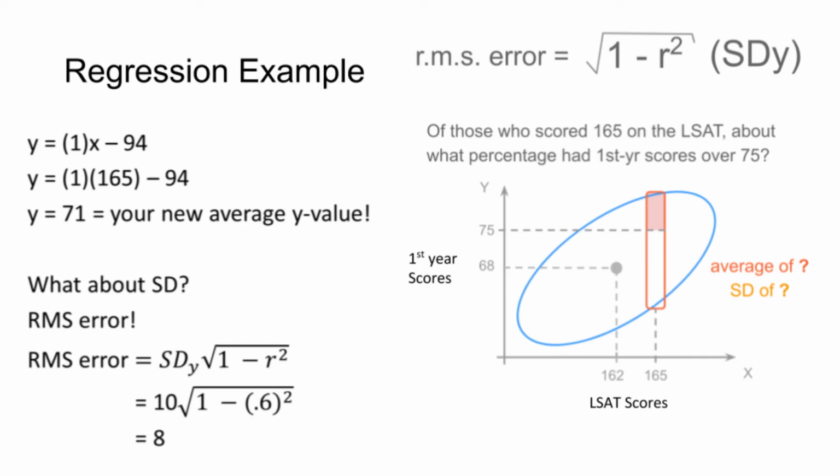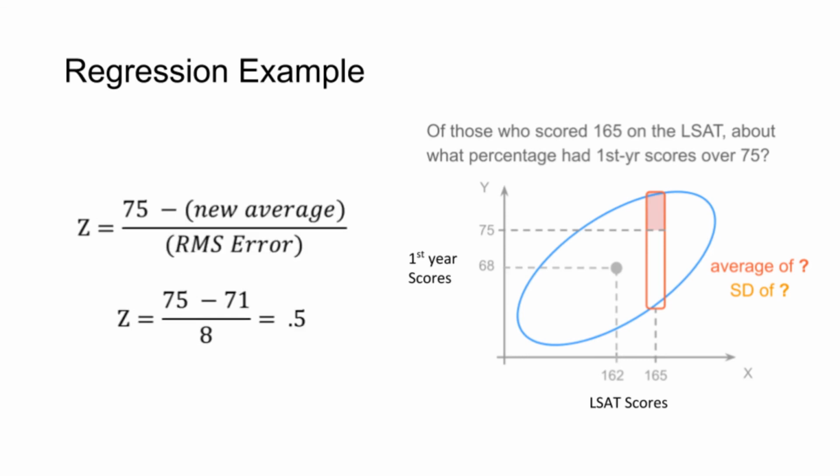Well, since this is just a standard distribution, and we know the new average and the new standard deviation, we can just calculate our z-value. Z is our subject score, 75, minus the average, 71, divided by the standard deviation of our new distribution, which is 8, to get a z-value of 0.5.